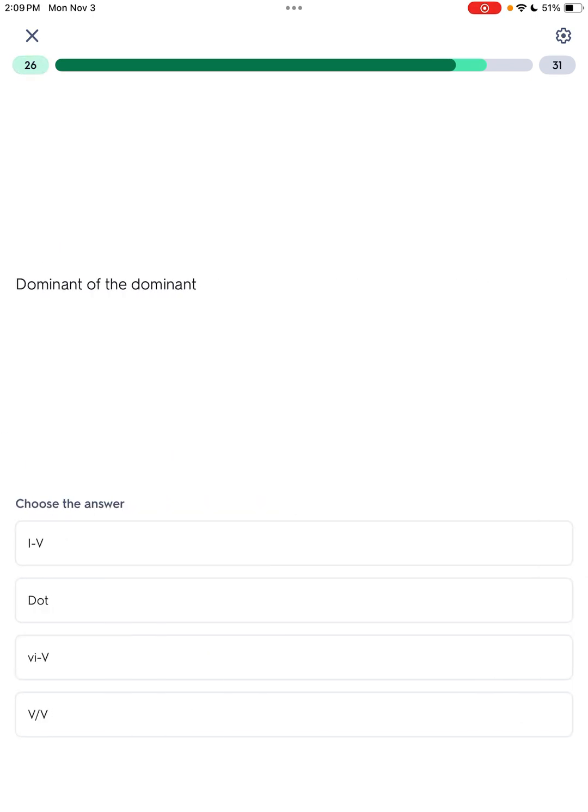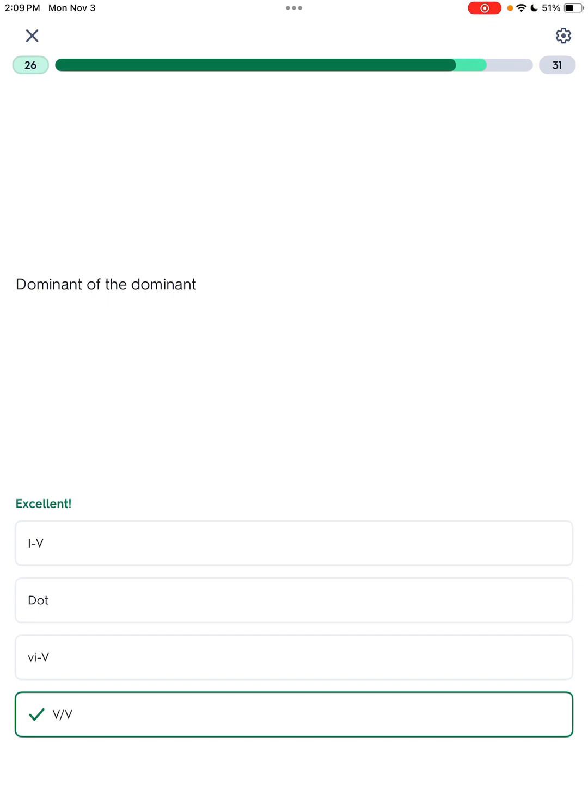Dominant of the dominant. If I can explain this in my sleep, I can tell you this. To find the dominant of the dominant and how it's noticed in the piece, first of all, you figure out your 5 based on the key signature, and then you go another 5th up. That's dominant of dominant, the 5 of the 5.